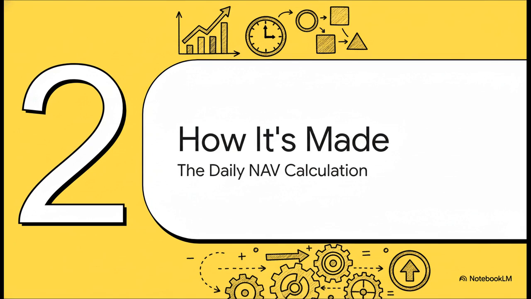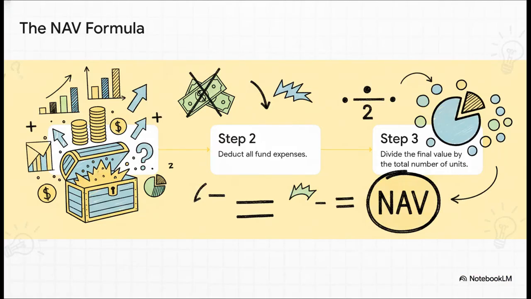Let's peel back the curtain. It's basically a simple three-step recipe. Step 1, you add up the market value of everything the fund owns, all the stocks, bonds, the whole shebang. Step 2, you subtract all the costs, management fees and other expenses. And finally, step 3, you take that final number and divide it by the total number of units out there. And boom, that's your NAV for the day.